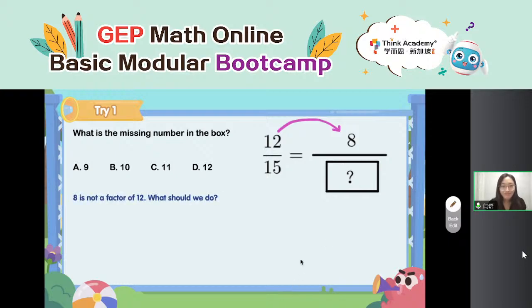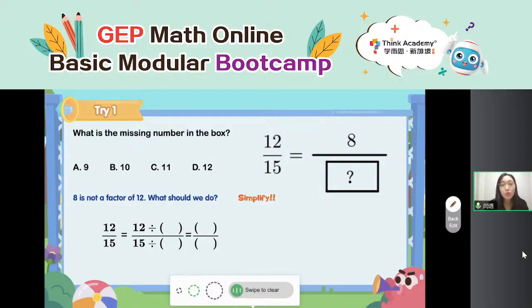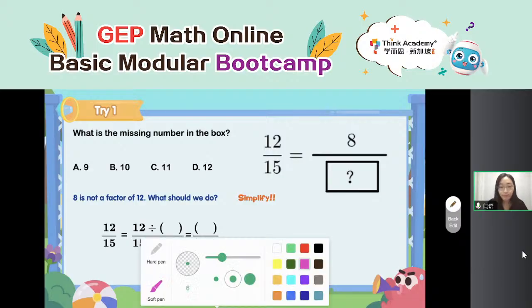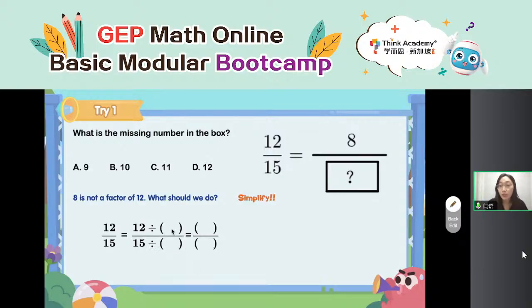No idea? Okay, here we get another tip, that is to simplify. What is the meaning of simplify? That is you try to divide the numerator and the denominator by the same number, until you cannot divide them anymore. So now let's have a look. What is the common factor of 12 and 15 here? Yeah, you can see that we have a 3, right?